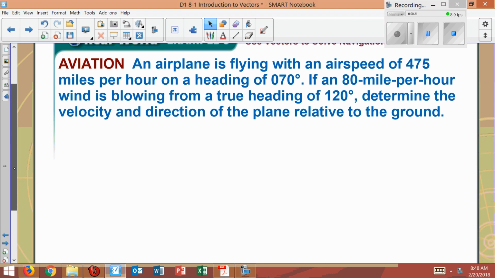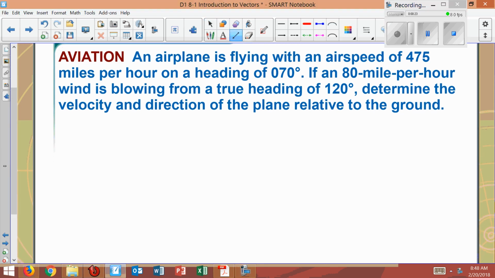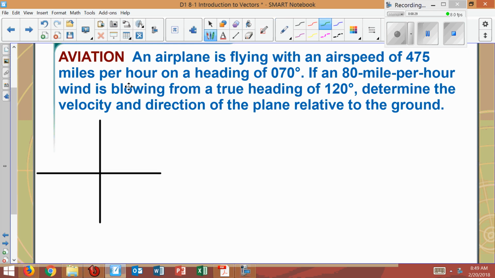Okay, so let's draw this out and get an idea of what's going on. I'm going to draw this on an XY coordinate system. Not only do we know that this is our y-axis and this is our x-axis, but we've also learned that we have north here, east here, south here, and west. Now, why do I put these north, east, south, and west on there? Because it says here heading of 70 degrees.